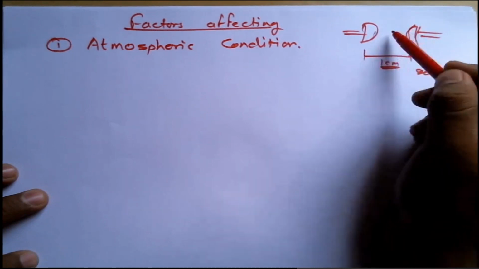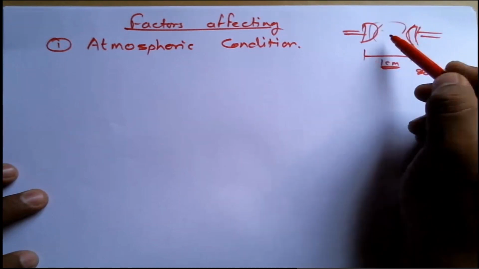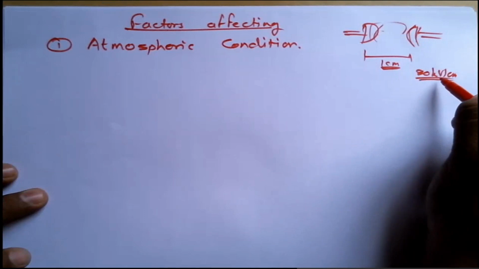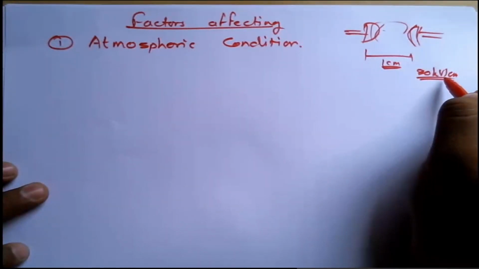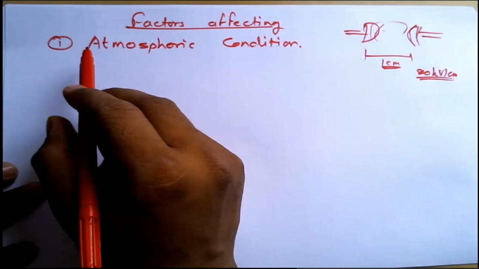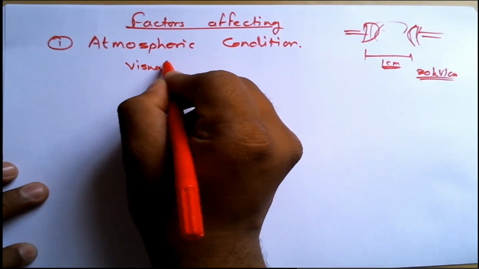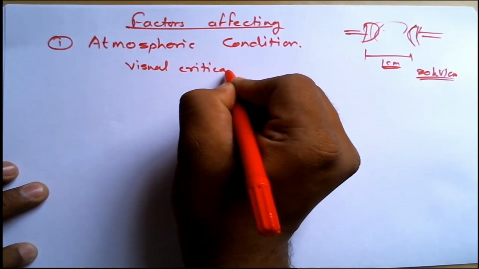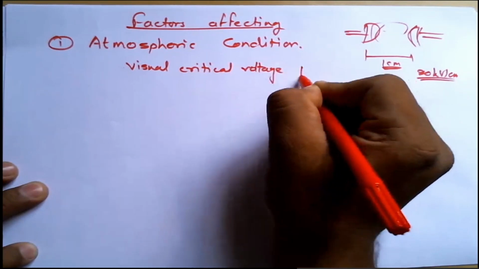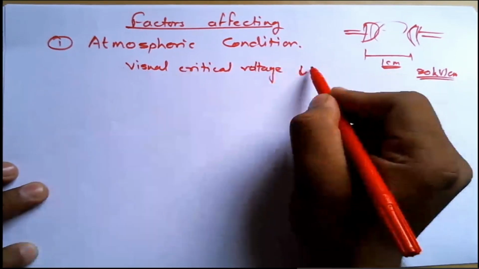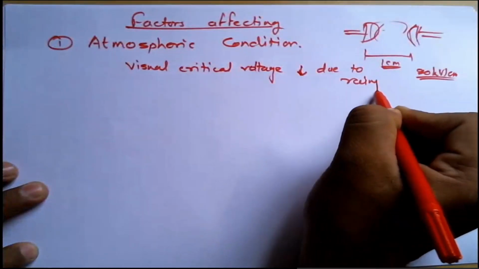But if there is moisture present inside this air, so what will happen? This voltage is less than the 30 kV, right? The same way, the visual critical voltage will also get decreased. So due to atmospheric condition, the visual critical voltage decreases, right? It decreases due to rainy condition.